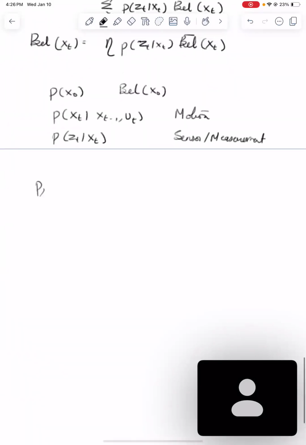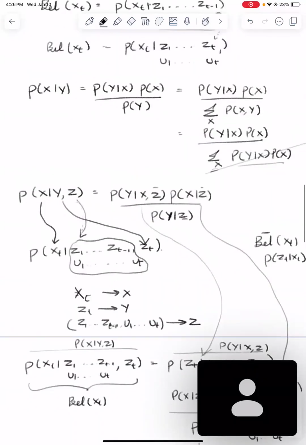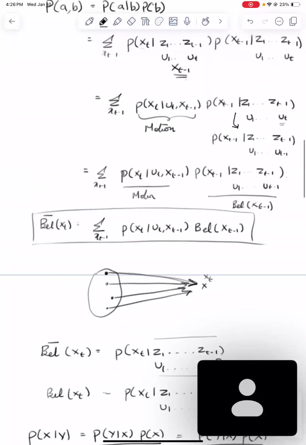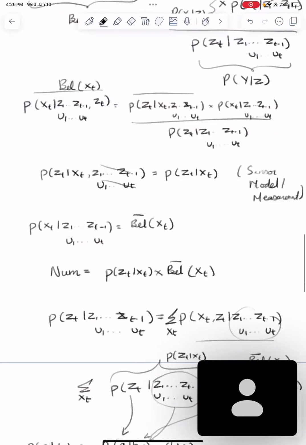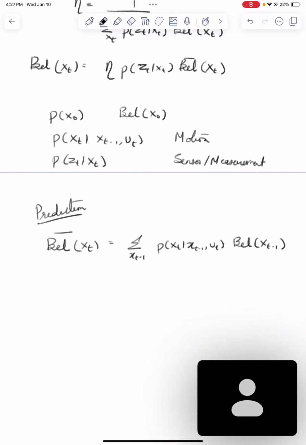So you're going to have this prediction step, which we worked out above. The prediction step is just going to do the following update. So let me reproduce it down here. We go from belief at the previous time step to belief bar. The belief bar is a sum over the previous time step xt minus 1 of the motion model, xt given xt minus 1, ut, times the belief at the previous time step. Yes, that's our prediction step.